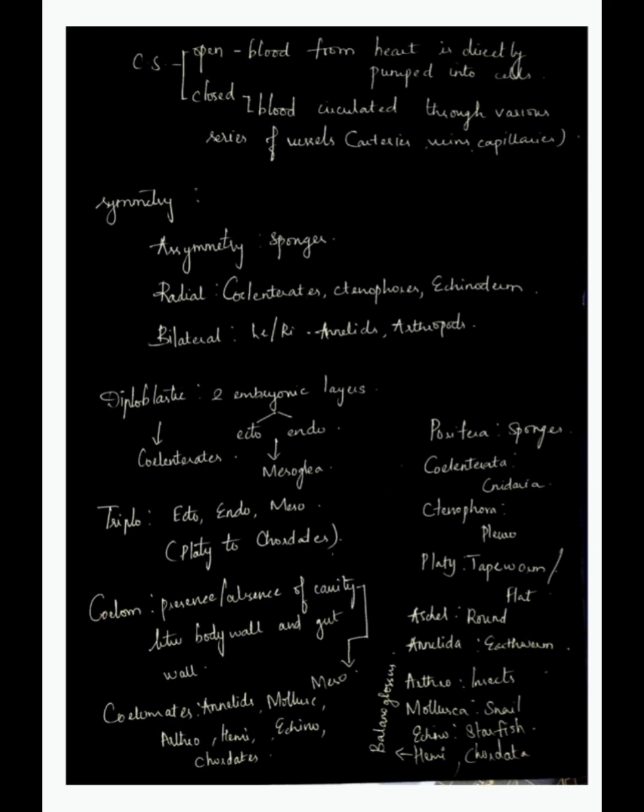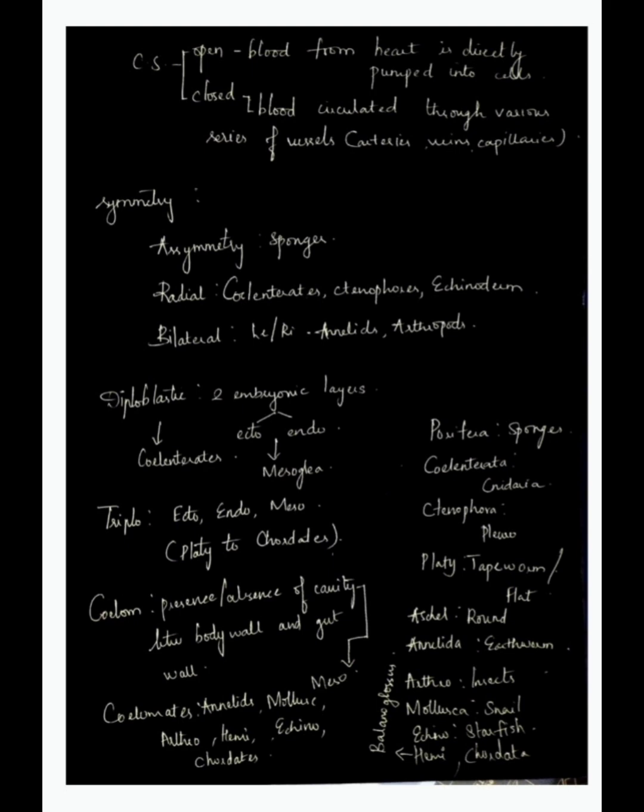Radial symmetry is when you divide an animal in any plane and you get two equal halves. It's not like you should divide only in the longitudinal position. You can also do it in the latitudinal position.